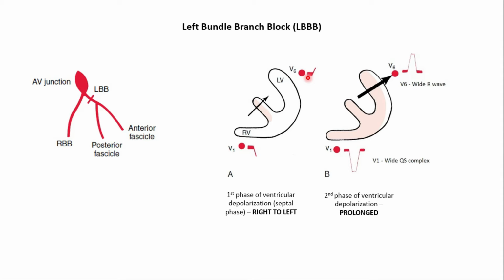Subsequently, because of the bundle branch block, the second phase of ventricular depolarization is also prolonged, and that is why we have a wide QS complex in lead V1 and a wide R complex in lead V6. Lead V1, I think, is the best way to differentiate between left bundle branch block and right bundle branch block. In right bundle branch block, we will have an RSR pattern. In left bundle branch block, we will have a wide QS complex.